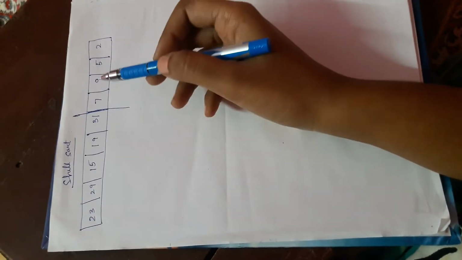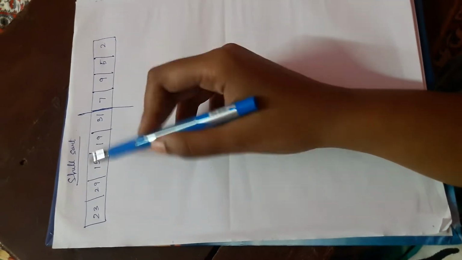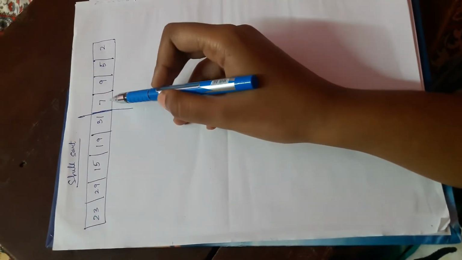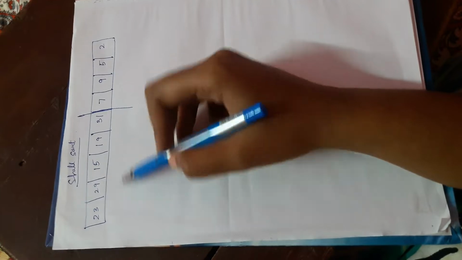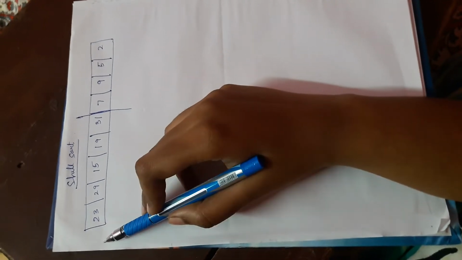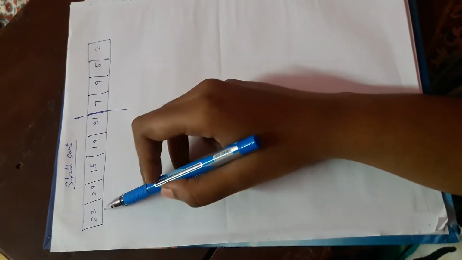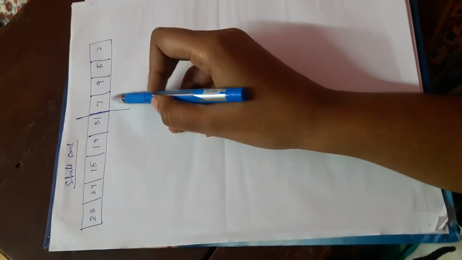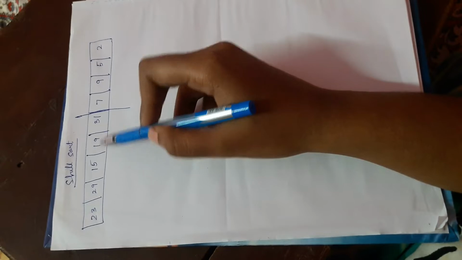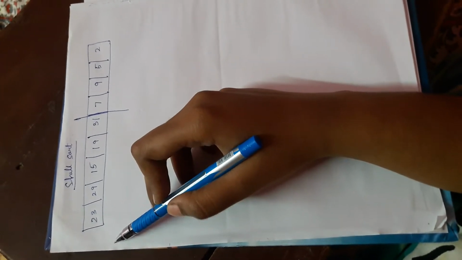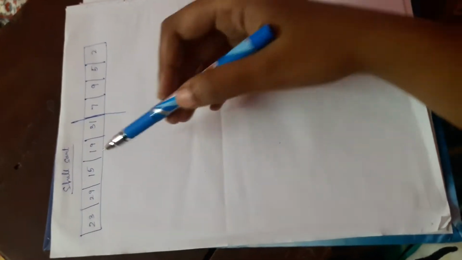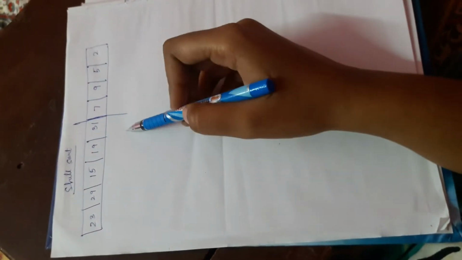So for these conditions we are using shell sorting, because insertion sorting takes 5 loops to reach this position: 1, 2, 3, 4 and 5. So 5 times we need to do the shifting. You compare this element, again shift this side. So this many times we have to do in insertion sort. At these conditions many loops are needed, so we are going to shell sorting.